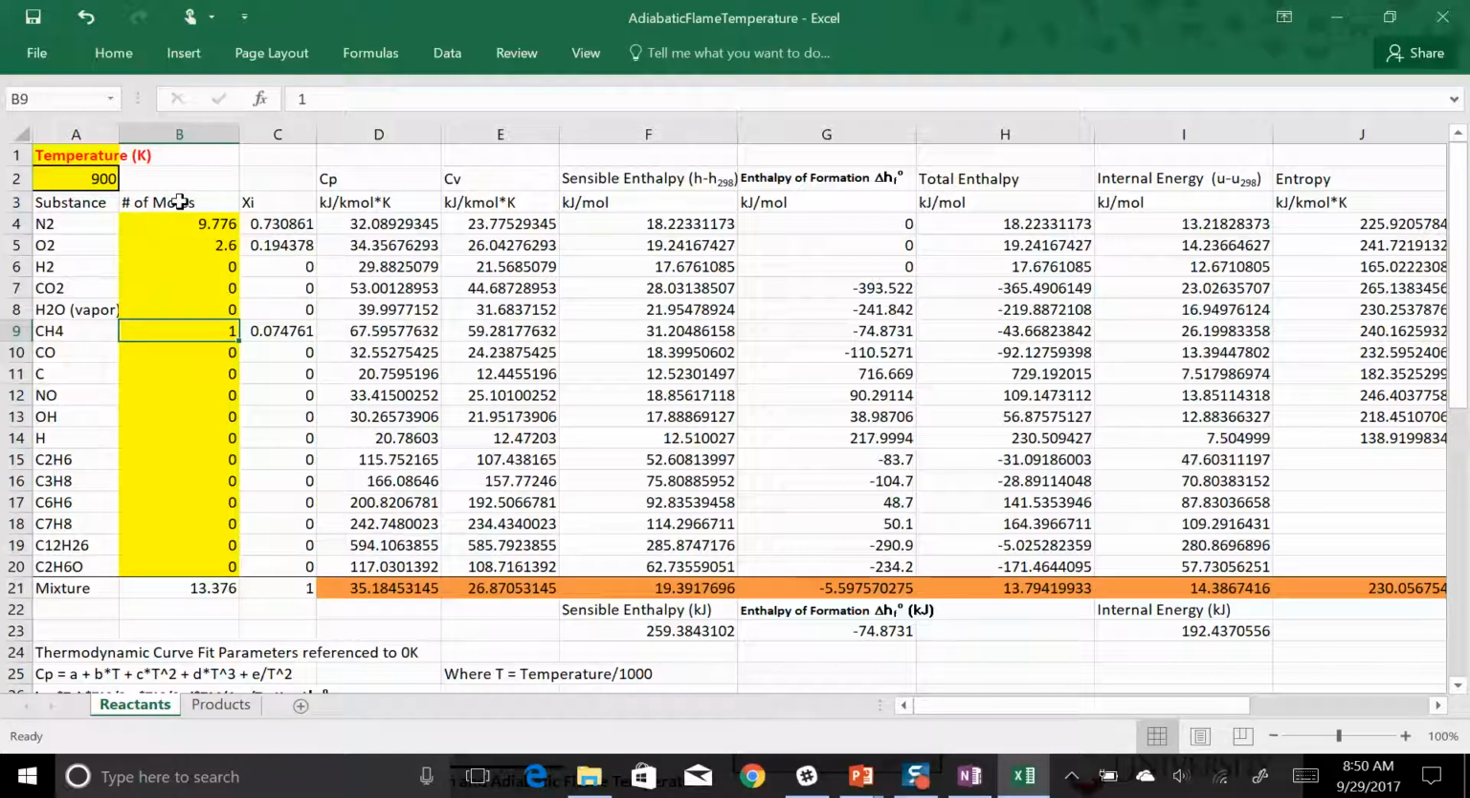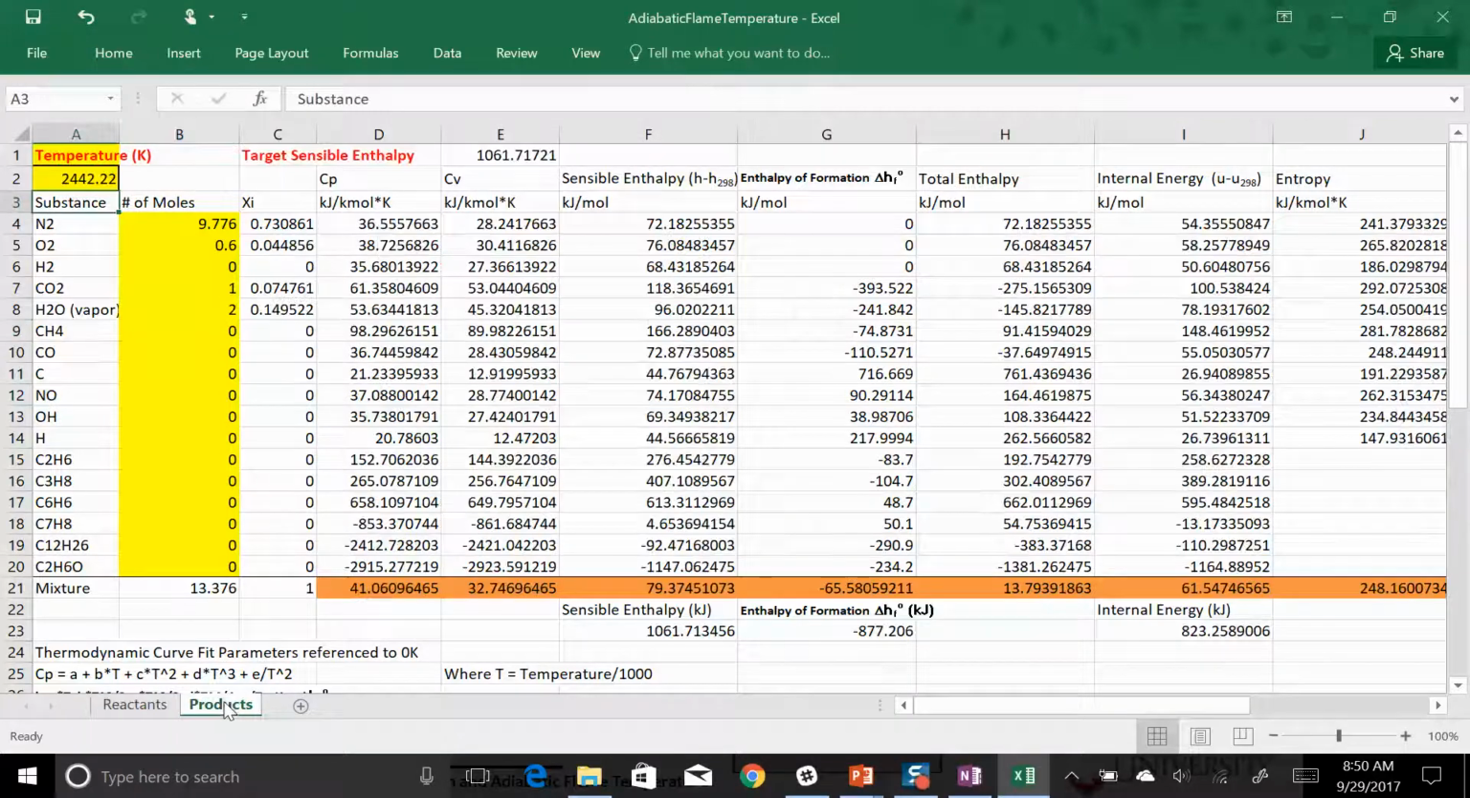Okay, so when we walk through the steps again for finding adiabatic flame temperature, you're going to start with the temperature of your reactants, and you're going to put in all of the moles of your reactants. That's going to give you the total sensible enthalpy of your reactants, and it's going to give you the enthalpy of formation of your reactants. Next, you go over to the product side, and you're going to need to put in all the moles of your products based off your balanced stoichiometric reaction. That's going to calculate the enthalpy of formation of the products.